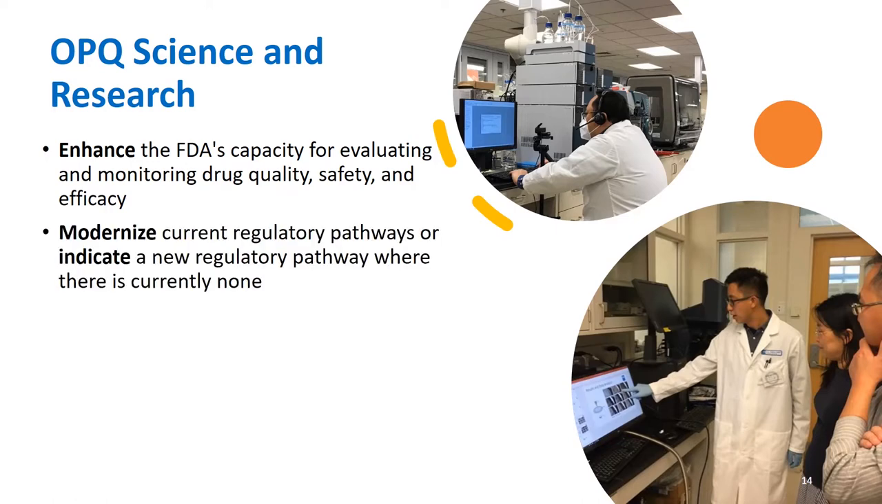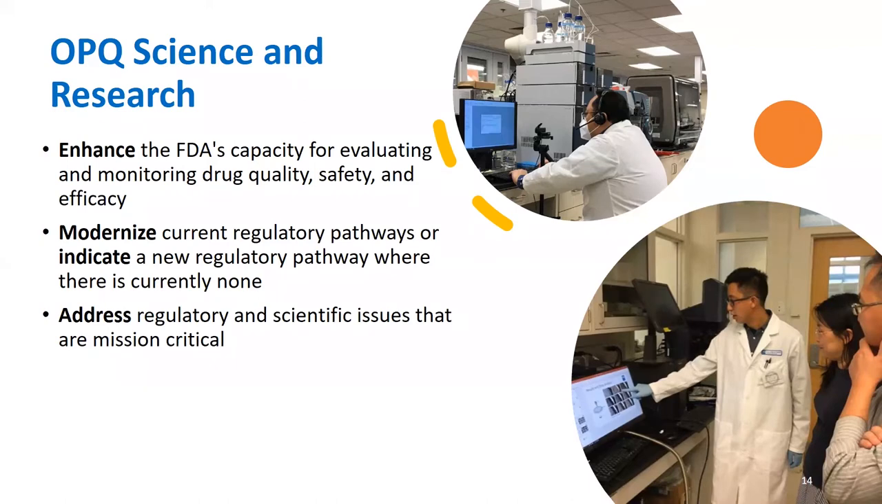Next bullet, please. Thinking about Adam's slides and framing, another place where our science is very important is helping us modernize regulatory pathways when there are emerging technologies. That could be new drugs, or in this case, new ways to make products. We also use our science to address regulatory and scientific issues that are mission critical. So those are the issues we're facing as of today.